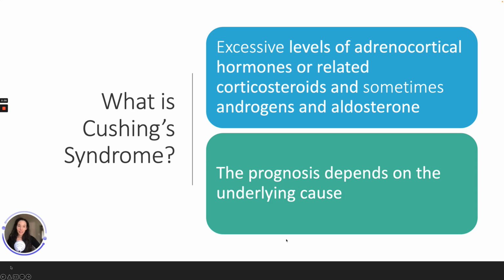So Cushing syndrome is a cluster of clinical abnormalities caused by excessive levels of adrenocortical hormones or related corticosteroids and sometimes androgens or aldosterone. The prognosis depends on the underlying cause, but is typically poor in untreated people or in those with untreatable ectopic corticotrophin-producing carcinomas.